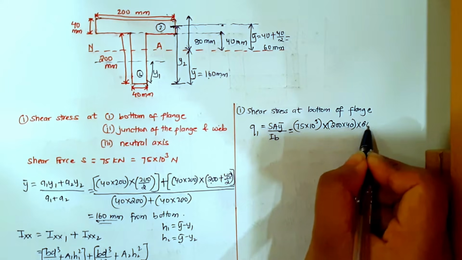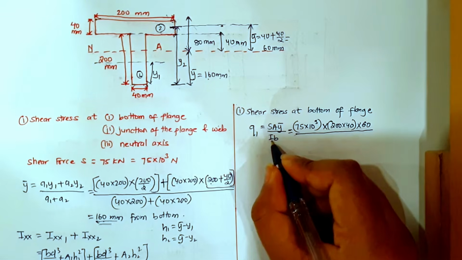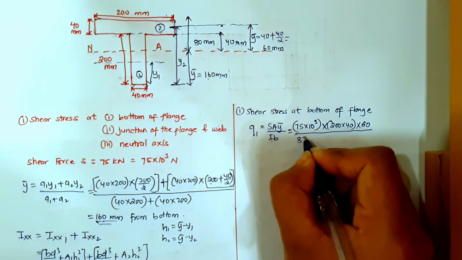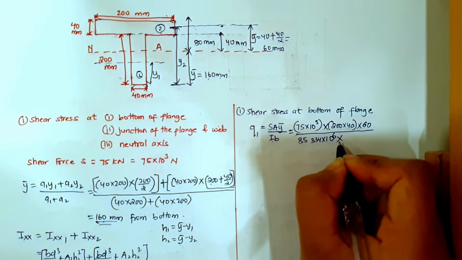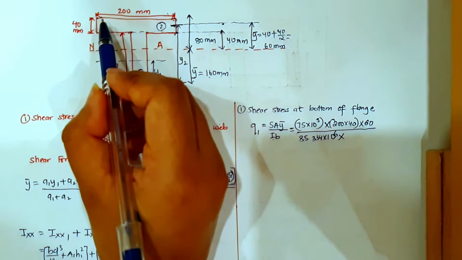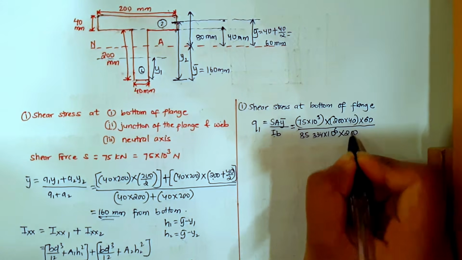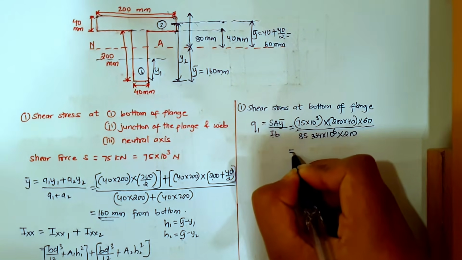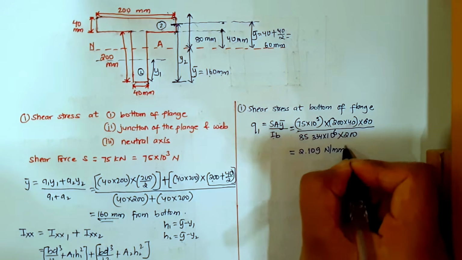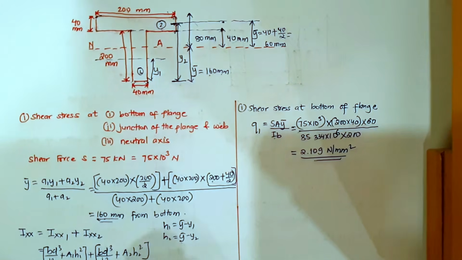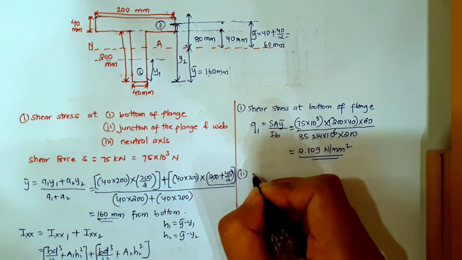So here you have 60 directly divided by I. How much did we get for moment of inertia? It came 85.334 into 10 raised to power 6 into B. Now how much will you take for B? What is the width of the flange? 200. So into 200. So from here Q1 will be coming equal to 2.109 Newton per mm square. Okay, now second one, let us find shear stress at junction.